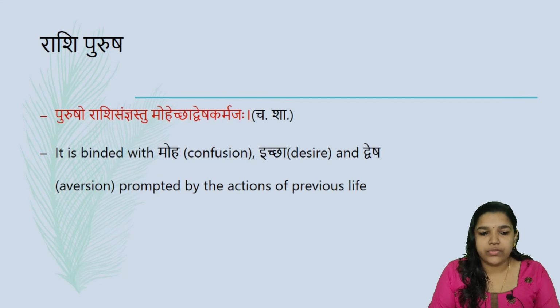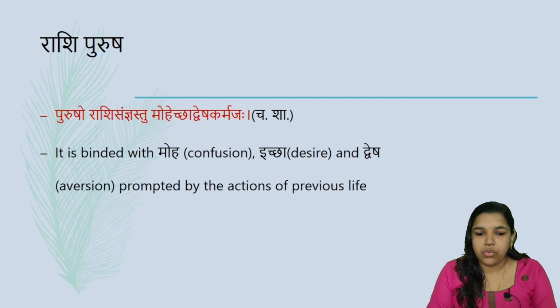Purusho Rashi Saknyastu Moha Ichha Dvesha Karmajaha. And this Purusha is bound with Moha, Ichha, Dvesha, etc., and also based on the karma phala, that is, based on the previous deeds. This moha, ichha, dvesha, etc. will be present in the Purusha, especially the Rashi Purusha. This moha, ichha, dvesha will be present based on the karma he has done in the previous life.